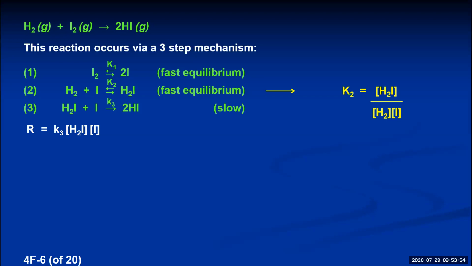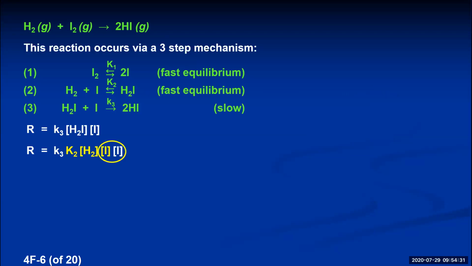And to solve for H2I, I'm going to move the denominator over to the left side. So the molarity of H2I will equal K2 times the molarity of diatomic hydrogen times the molarity of monatomic iodine. And if I substitute those in place of the H2I in my rate law, I have this new expression: rate equals K3, K2, concentration of diatomic hydrogen, which is good. That's a reactant in the overall reaction, then multiplied by the concentration of atomic iodine, multiplied again by the concentration of atomic iodine. And the problem here is these do not appear in the overall reaction.